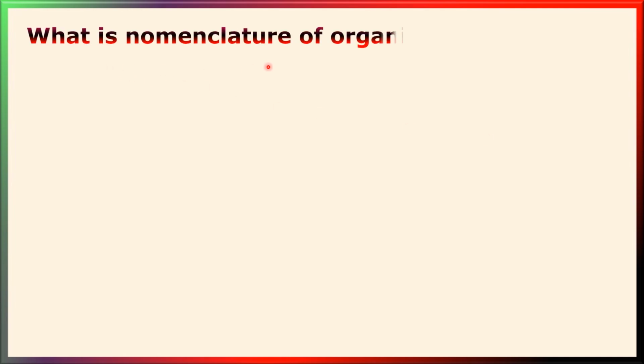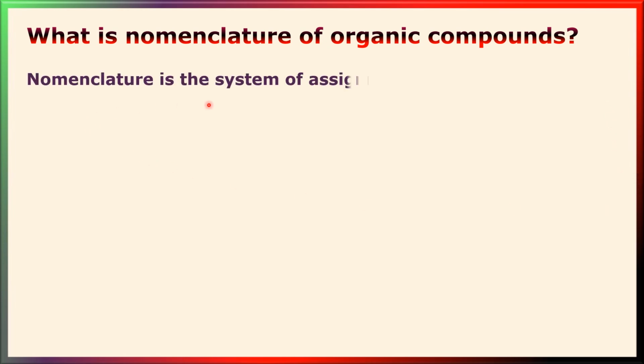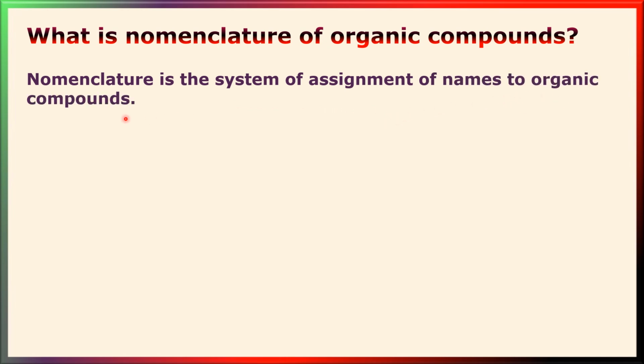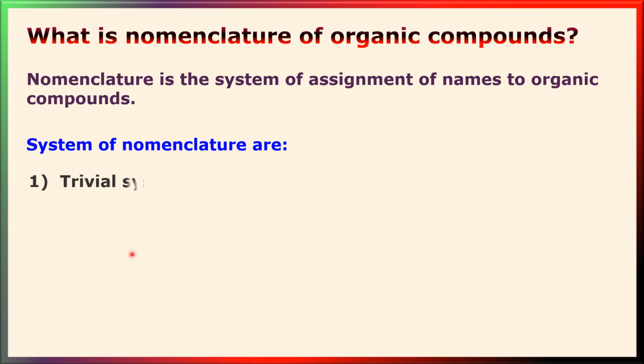In this video, I will explain the nomenclature of organic compounds. First, I will tell you what is nomenclature of organic compounds. Nomenclature is the system of assignment of names to organic compounds. There are two systems of nomenclature of organic compounds you see here. The first one is trivial system and the second one is IUPAC system, International Union of Pure and Applied Chemistry system, and I am going to explain about this system in this video.